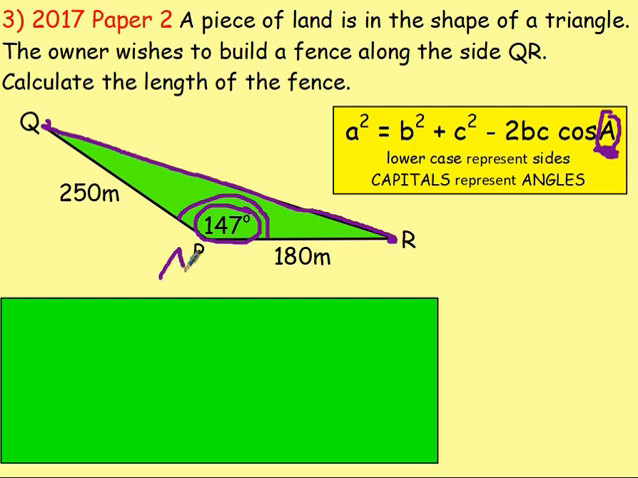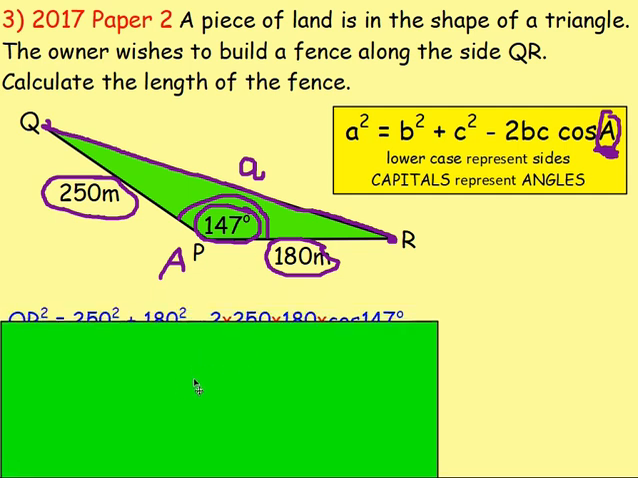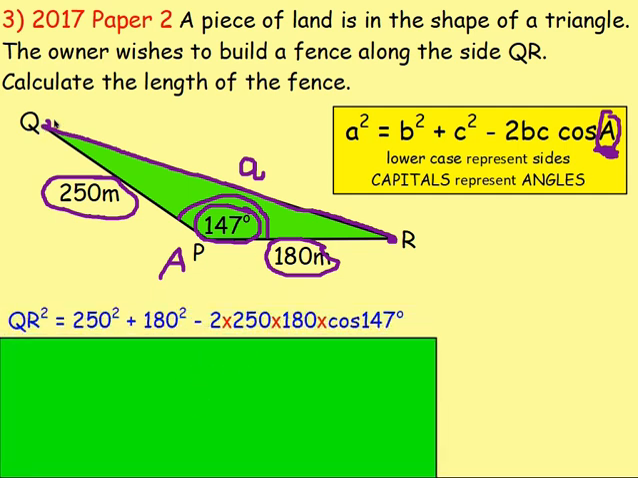Meaning if this here was angle A, across from that would be our small a, which means the B and the C are the other 2 sides. So we've got our B and we've got our C in any order you like. We are wanting to work out the side QR, so you could either call that A, as long as you finish off by saying QR is this, or the length of the fence is this. But what I'm doing is just putting in QR, because that is the length of that side, QR.